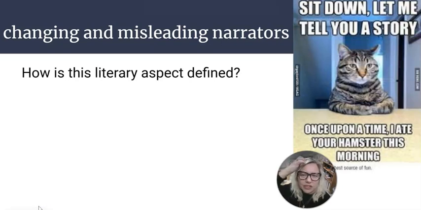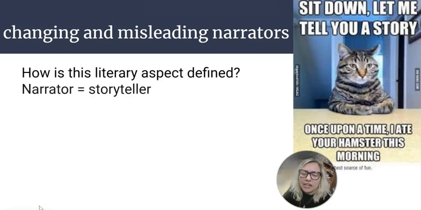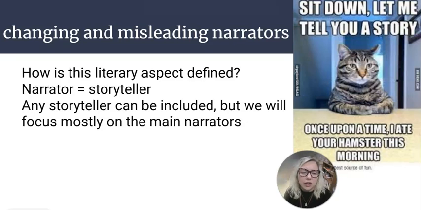First of all, how is this literary aspect defined? Well, a narrator is a storyteller, right? And for this book, we are going to see that there are multiple narrators and several storytellers. So when you're talking about changing and misleading narrators, you can think about anyone who tells a story. Any storyteller can be included. However, we want to mostly focus on the main narrators.